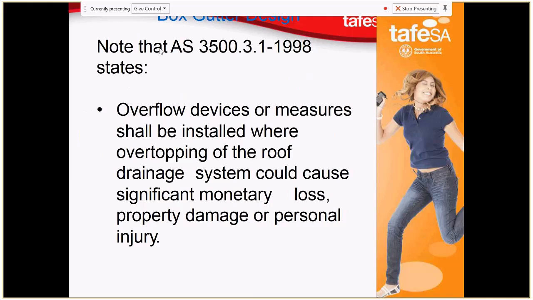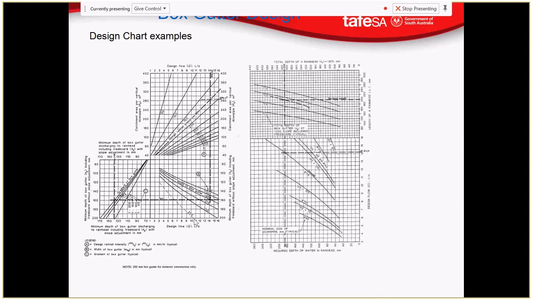So AS/NZS 3500 states overflow devices or measures shall be installed where overtopping of the roof drainage system could cause significant monetary loss, property damage, or personal injury. So that's basically in all scenarios. Maybe not for a hay shed or something, where you're maybe not going to have significant monetary loss, but there are very few scenarios when you're talking about box gutters where system failure would not be expensive.